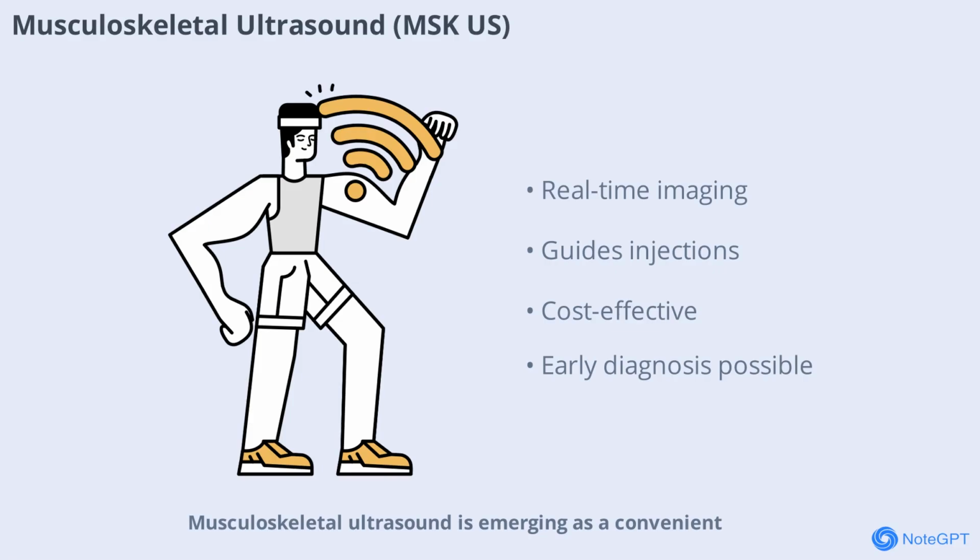Musculoskeletal ultrasound is emerging as a convenient and cost-effective alternative to MRI and MRN. It allows real-time visualization of the piriformis muscle and surrounding tissues, making it possible to diagnose PS quickly and guide treatments like injections. Studies show that MSK-US is reliable and can help clinicians confirm the diagnosis, start early treatment, and reduce the risk of chronic complications from delayed care.